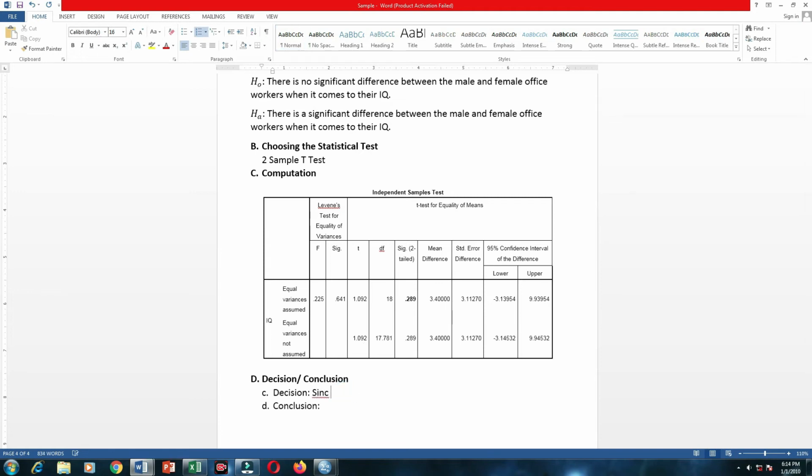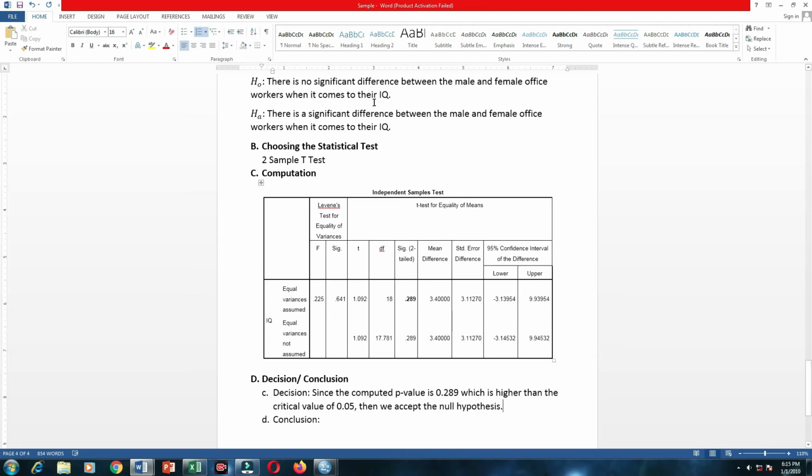Since the computed value is 0.289, which is higher than the critical value of 0.05, then we accept the null hypothesis. Okay? So we accepted the null hypothesis.